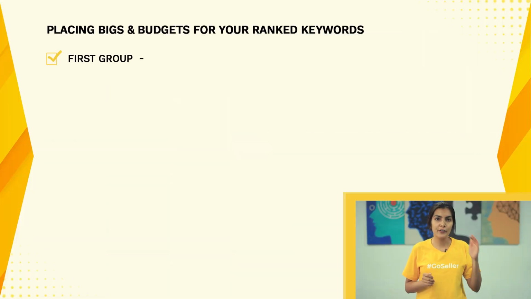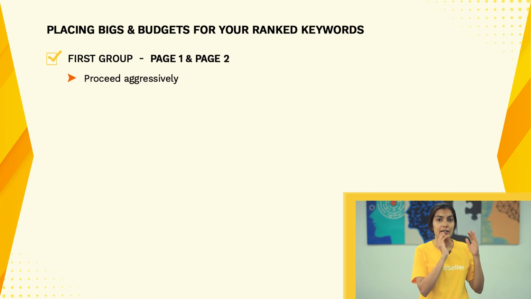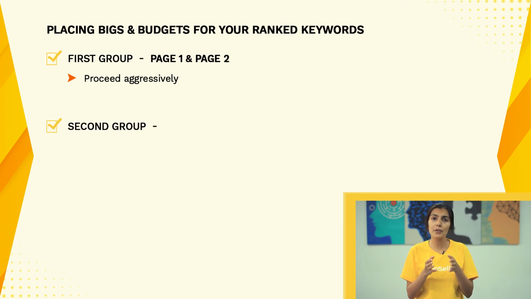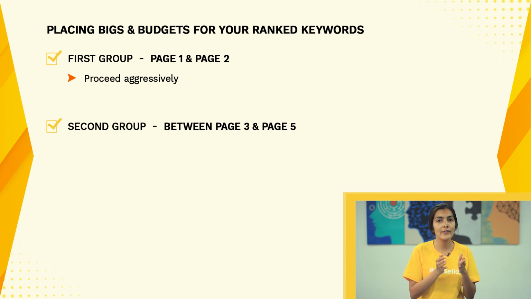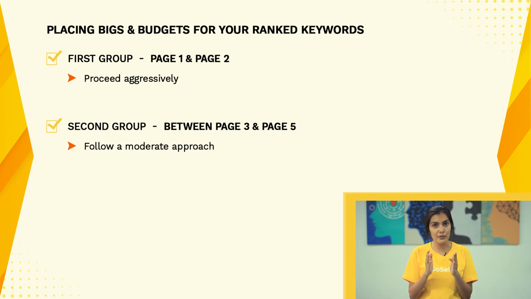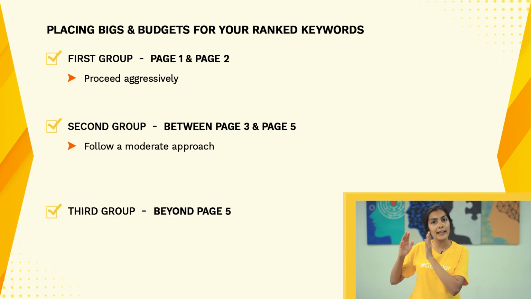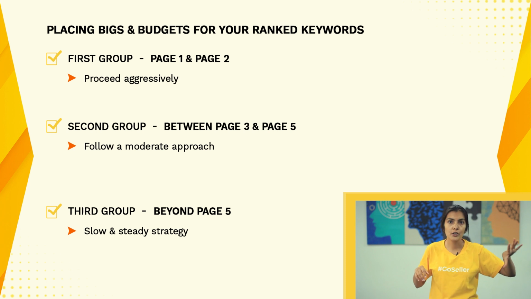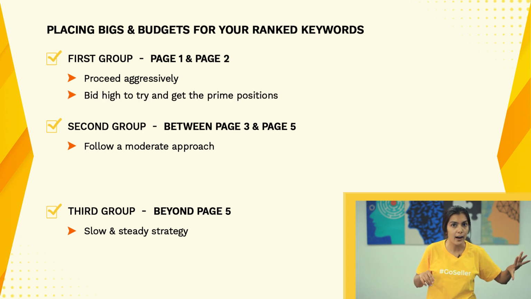I would say for the first group, which is the keywords that have a page rank of page 2 and page 1, you'll have to take an aggressive stance. For the second group, which has keywords between page 3 and page 5, you can take a moderate stance. And for the last group, you can take a slow and steady approach. For group 1, you can bid aggressively high or do any of the other strategies that we're going to discuss in just a bit.